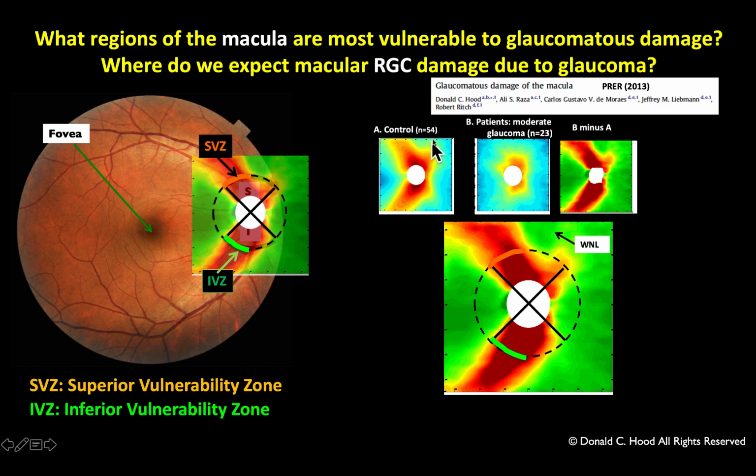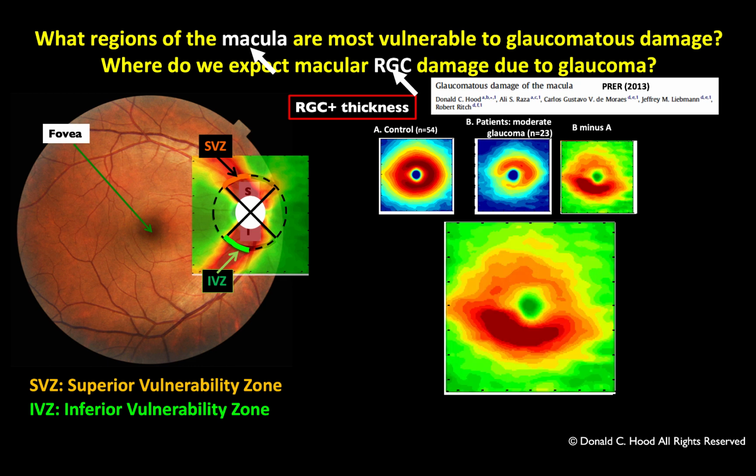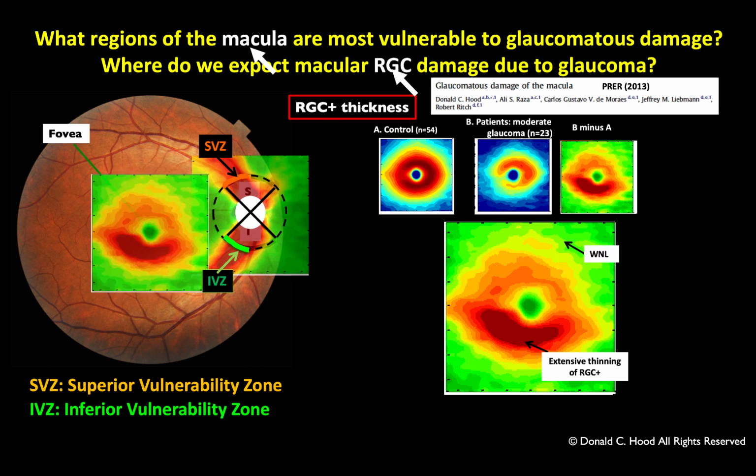All right, so let's take this and now replace this with ganglion cells in the macula. This is retinal nerve fiber layer thickness for the controls. Here it is for the patients. Here is the difference between the two. And again, I want to remind you that dark red means extensive thinning, green means within normal limits. So let's superimpose this here. This is retinal ganglion cell loss. This is retinal nerve fiber layer loss. That's your macula.